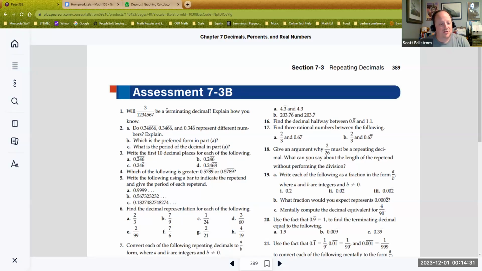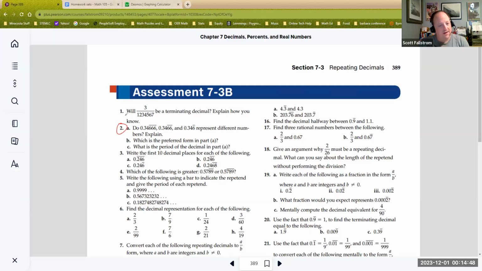You've got a question about a terminating decimal. Remember what we learned in section 7.1 about terminating decimals and what is required to be a terminating decimal, and how the factors must be very specific. And let's see here. Do these represent different numbers? This was talked about in class.